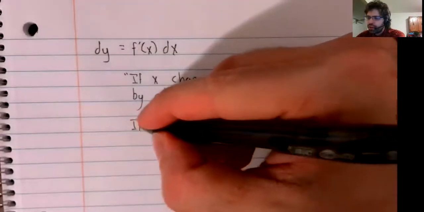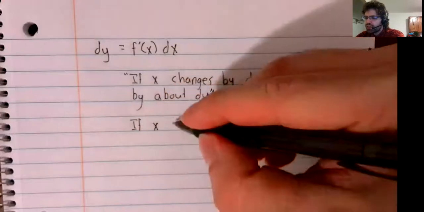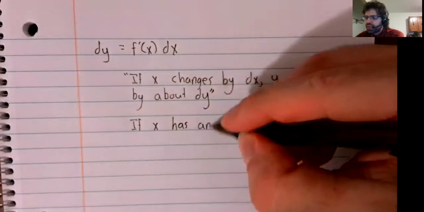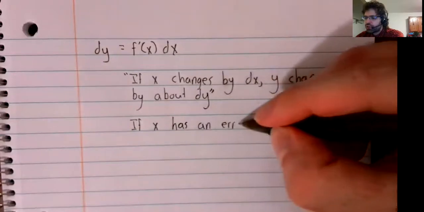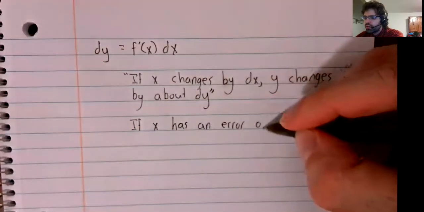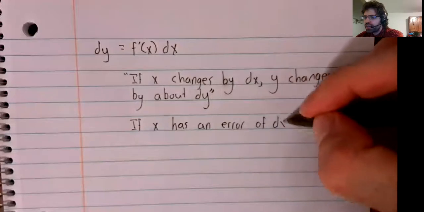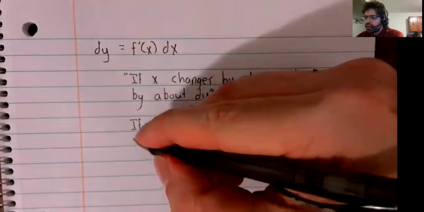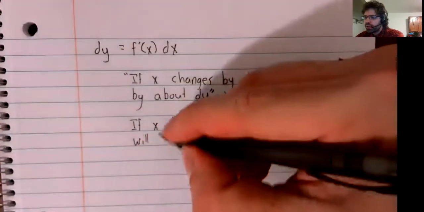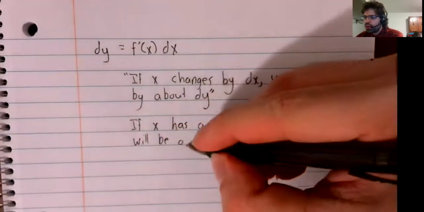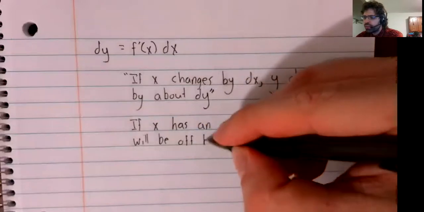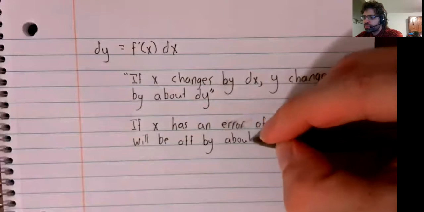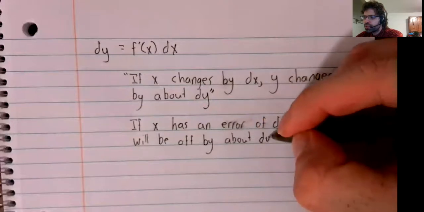If x has an error of dx, y will be off by about dy.